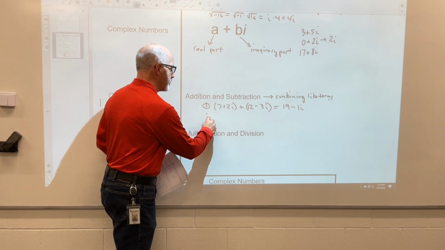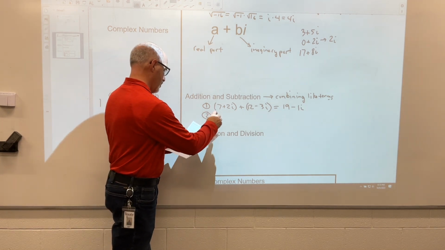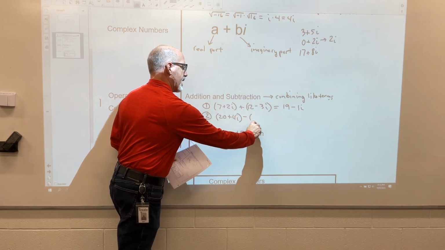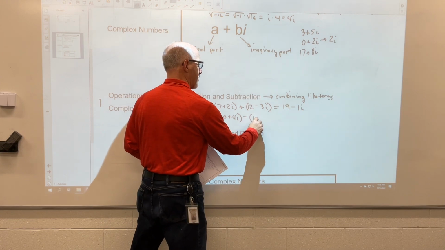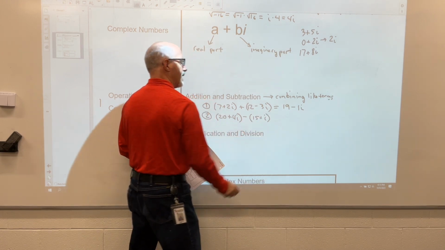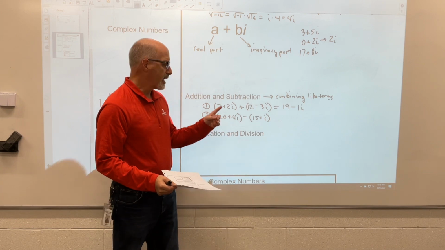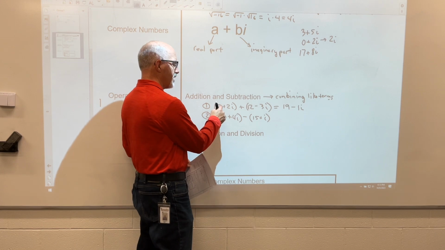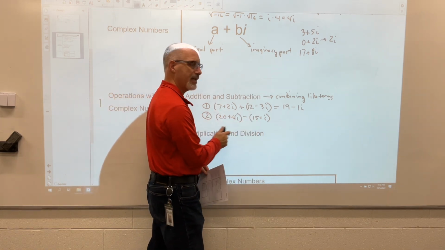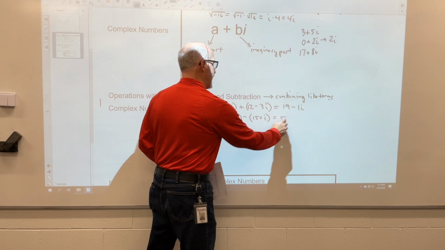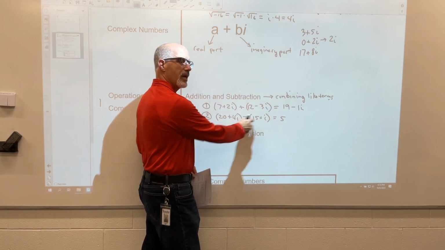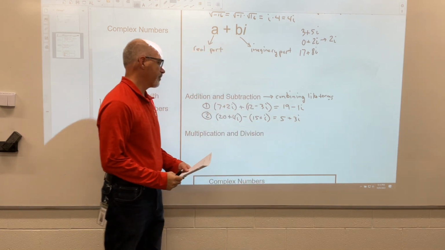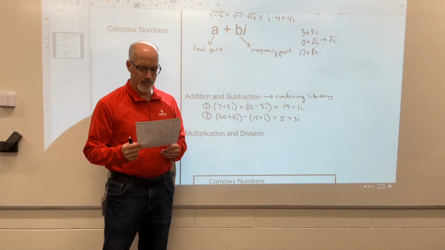Let's try another one. This one we'll do subtraction. Let's do 20 plus 4i and subtract 15 plus i. Now, I'm going to tell you on this one, you've got to remember that the negative goes to both of them. So when I do this, I'm going to take 20 minus 15, that's going to be equal to 5. And then I'm going to do 4i minus 1i, it's going to be 3i. My answer. So combine like terms when you add or subtract.